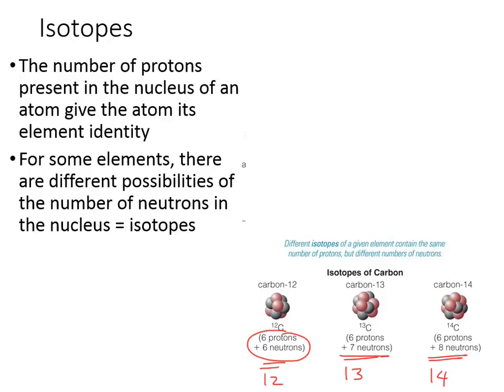So to talk about those different types of carbon, we say what it is, carbon, and then we say the atomic mass number or mass number. Carbon 12, carbon 13, carbon 14. Have you ever heard of carbon 14 dating? Carbon 14 dating?